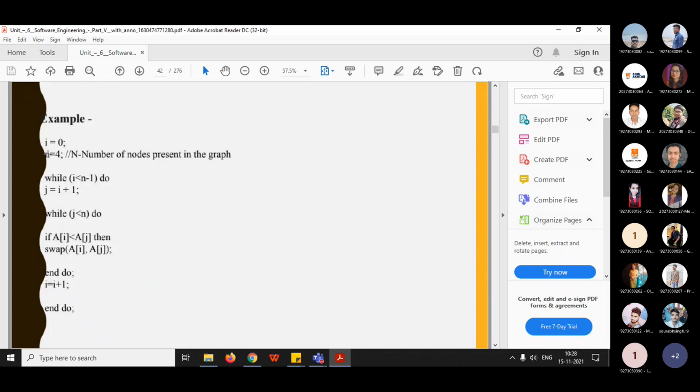Here, see, i equals 0, so no chance, n equals 4, no chance, these are initialization parts. But here, see, there is a condition checking part, that is while i less than n minus 1. Just a second.